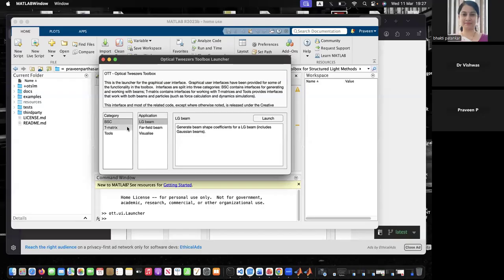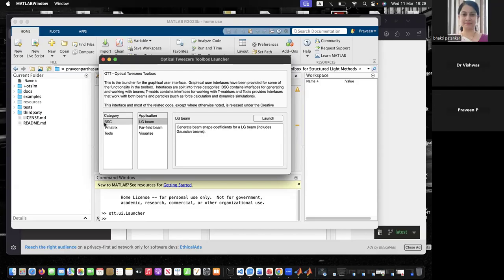I'll move forward then. You can of course do MATLAB programming, but I thought we would do some visualization so that things become simpler. The command to type in order to bring this graphical user interface up is ott.ui.launcher. Can you see my command window here? Yes, sir. So that is the launcher. Then go to BSC.